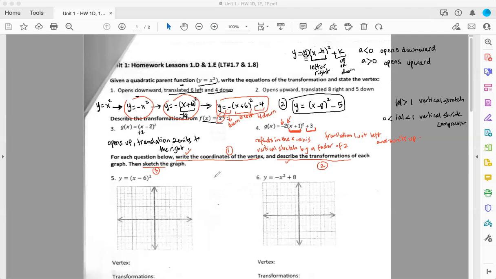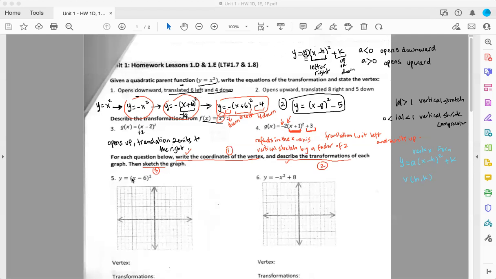So write the coordinates of the vertex. The vertex, if you recall from the vertex form, which we wrote up here, and I'm going to write again, y equals a quantity multiplied by quantity x minus h squared plus k. This is the vertex form. We said that the vertex is h comma k. So the vertex is whatever makes the parentheses 0, because x minus h would be 0, and then this number on the outside, positive or negative.